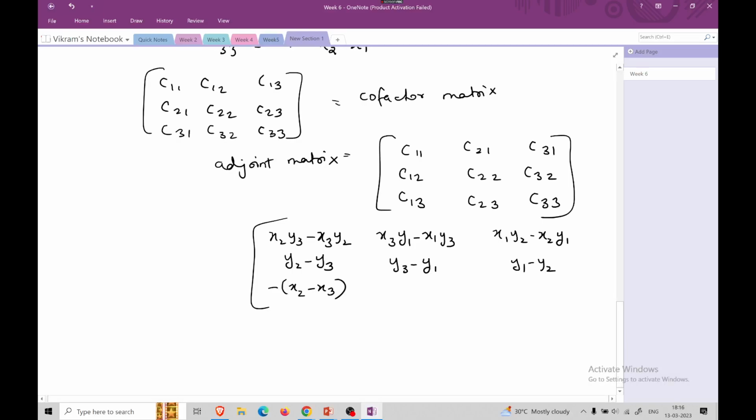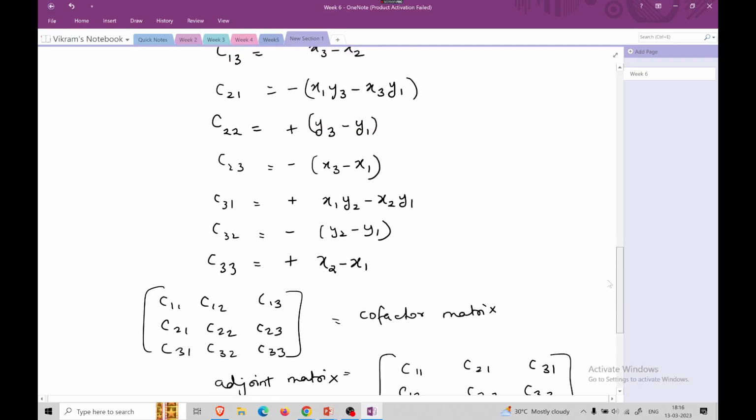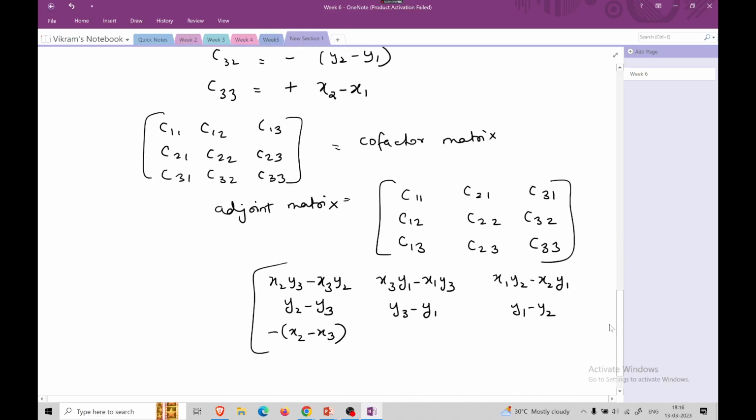Why I am writing this way is so that the 2 and 3 will correspond on both sides. So what is C23? Minus of x3 minus x1. And what is the final C33? x2 minus x1. I am going to write it as minus of x1 minus x2. So this is my adjoint. So you have got the adjoint.